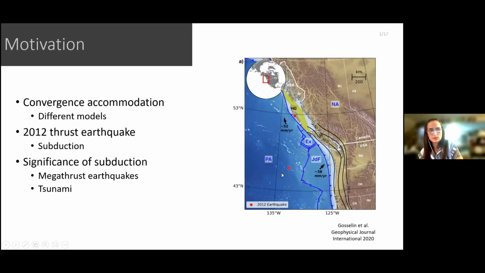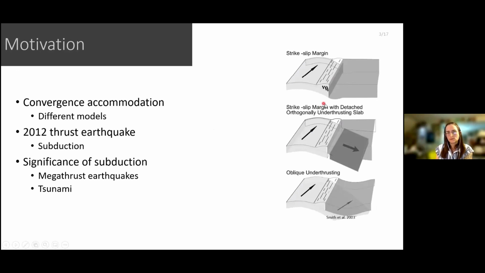Our motivation for looking into this area is that there's some amount of convergence between the Pacific plate and the North American plate. There have been a few different models suggested for how that convergence is accommodated. One model is that it's purely strike slip, and it's just accommodated with crustal thickening. Another model is that it's a strike slip margin, but there's a portion of the plate that's detached and underthrusting orthogonally to the margin. And a third model is that the Pacific plate is obliquely subducting beneath North America.